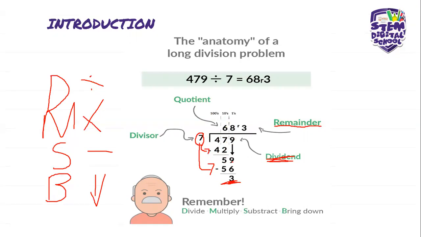59 is not a multiple of 7, so what is the closest one? It's 56. But how many times? 8 times 7 is 56. 59 minus 56 is 3. Meaning that 479 divided by 7 is 68, remainder 3. Remainder 3 means that I could not divide any longer, because there's 3 left that I can't do much with. And it also means that there was nothing else to bring down.